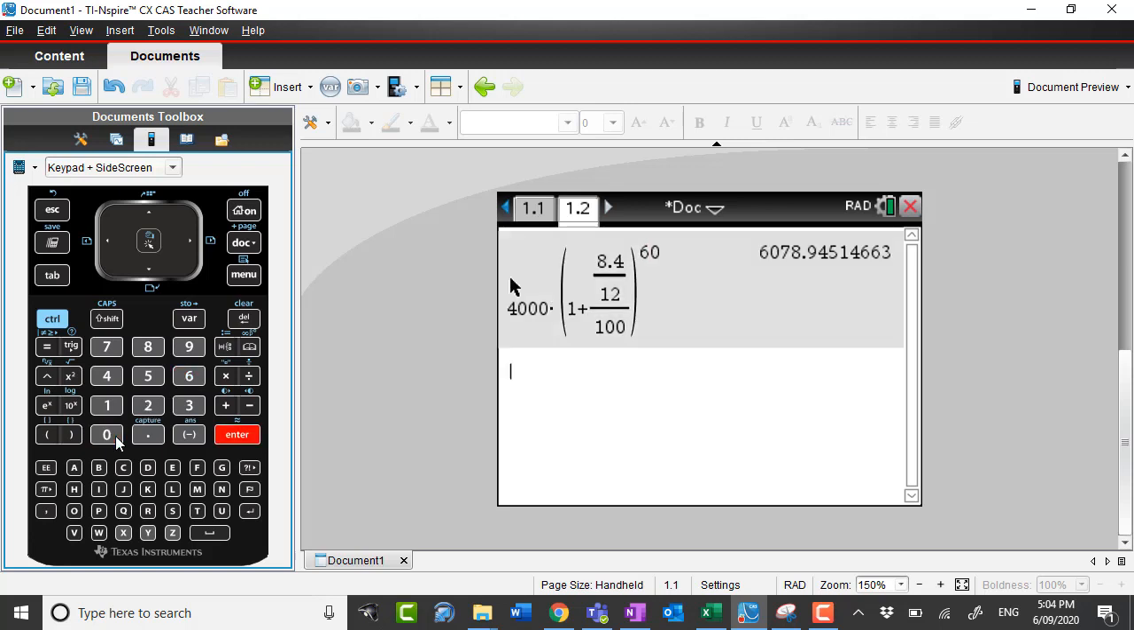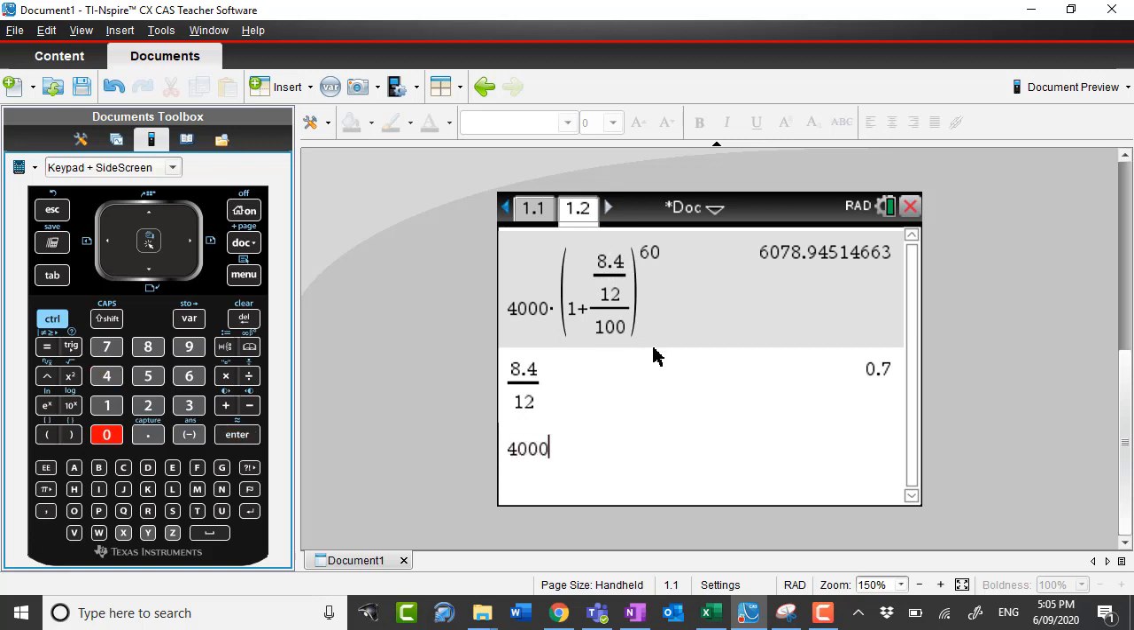If I go ahead and do that, I press enter, away you go, $6,078.95, rounding up. Now, what about this? I just want to show you what a lot of students will do with this. I guess this one's not so bad because it's exact. If I do 8.4 divided by 12, that's 0.7. That 0.7 goes here. Look, that's fine if you want to bust it up that way.